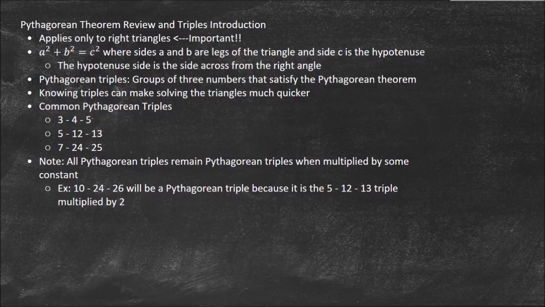So now I want to touch on something called Pythagorean triples. These are just a group of three numbers that satisfy the Pythagorean theorem. And what can happen is if you know these triples, it can help you solve triangles much quicker. This is really helpful for things like standardized testing like the SAT, ACT, and just problems in class.